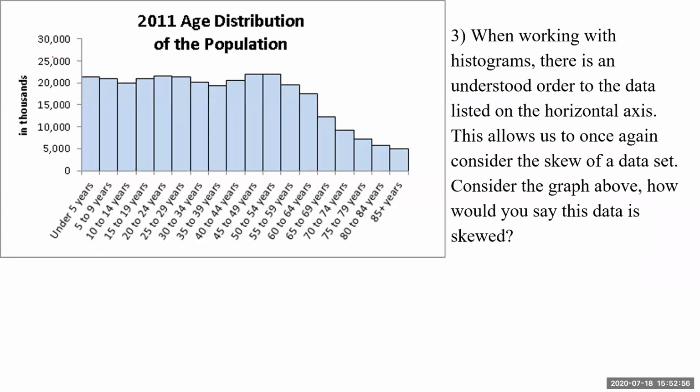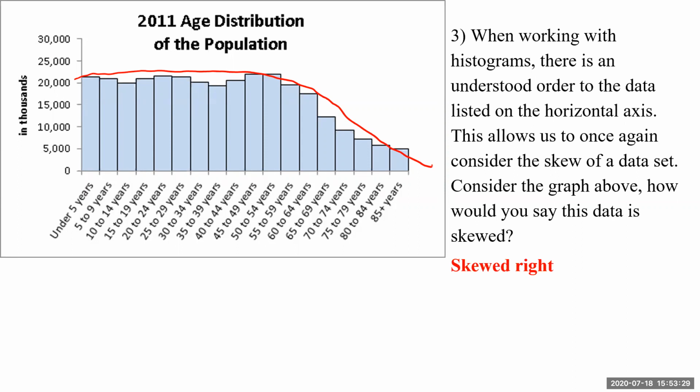All right, now when working with a histogram, there's an understood order to the data listed on the horizontal axis. This allows us to once again consider the skew of the data. Now, consider the graph above. How would you say this data is skewed? You remember that? If I draw that, what will you say? So this is skewed what? Right, because it falls towards the right. So this is skewed right.